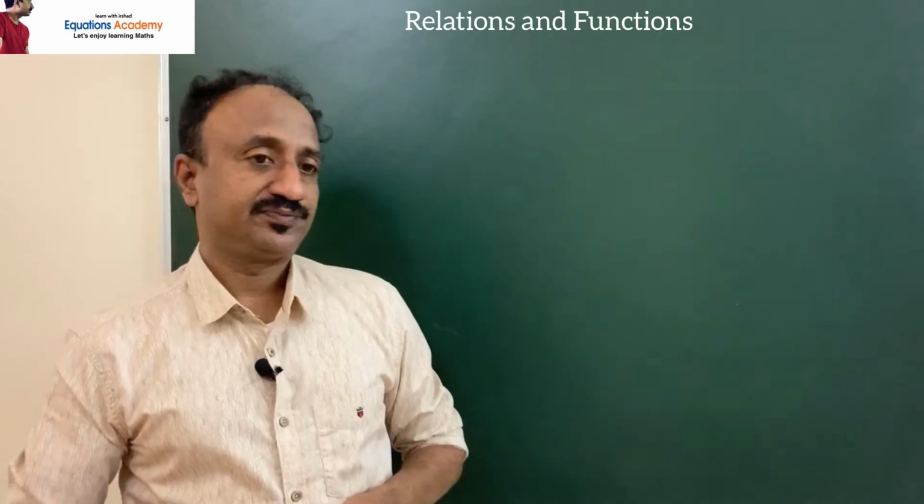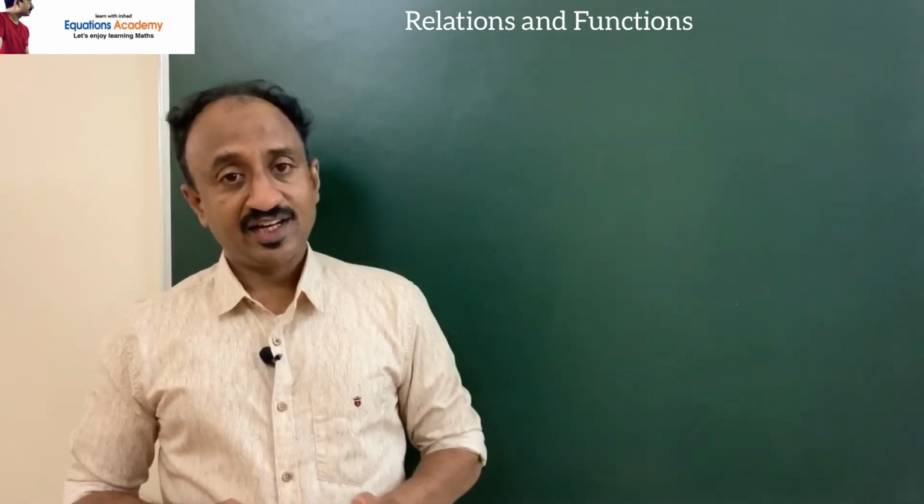We will learn different types of relation. The first is the empty relation. If a relation has no elements, then it is an empty relation. If a relation has all the elements of the given set, then it is a universal relation. So, empty relation and universal relation.